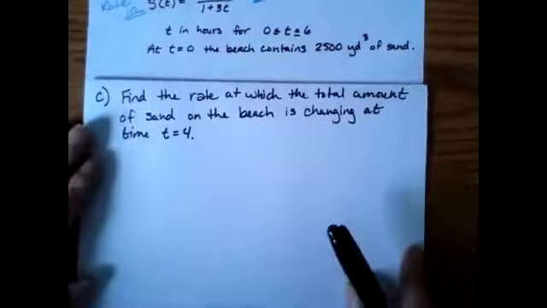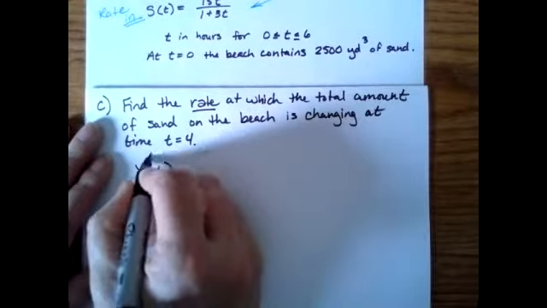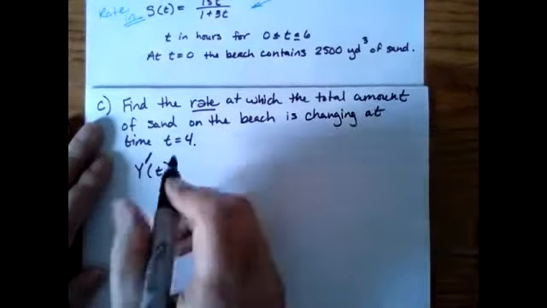Okay, part C. We're going to find the rate at which the total amount of sand on the beach is changing at time t equals 4. So the rate at which the total amount of sand is changing is going to be the derivative of the total amount of sand. In part B, we wrote an expression for the total amount of sand altogether, which was y of t. So now if we want the rate that it's changing, we need to take the derivative of y of t.